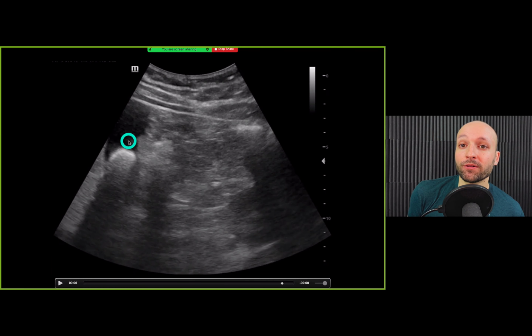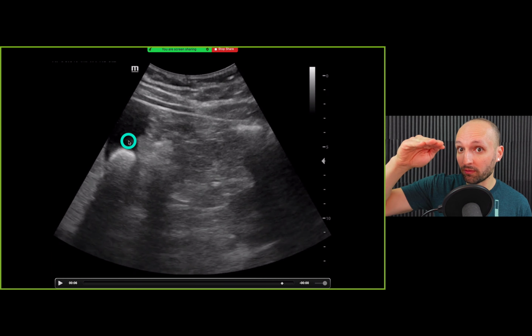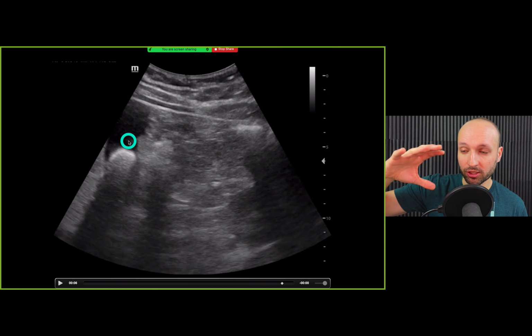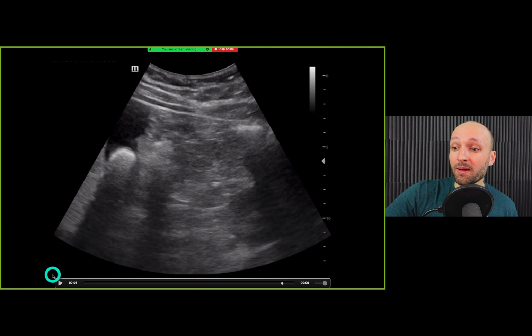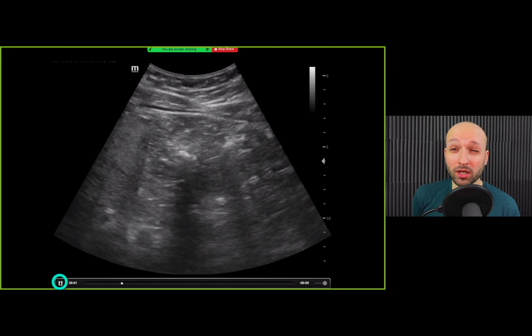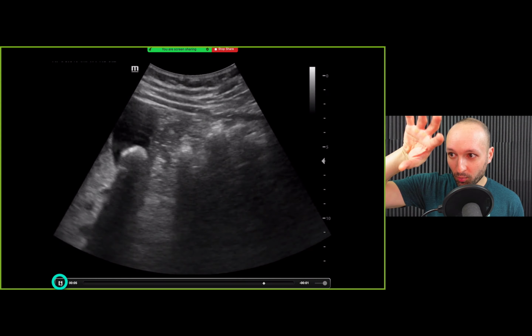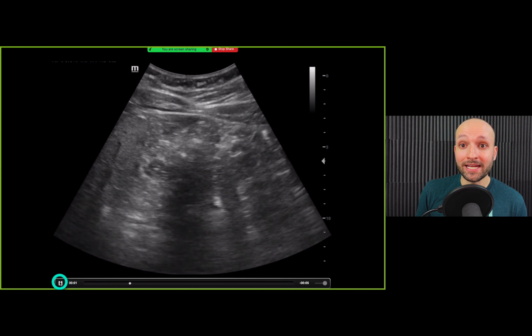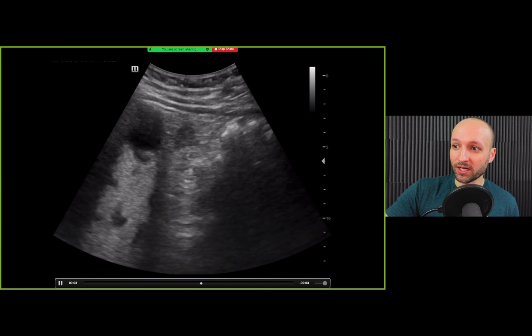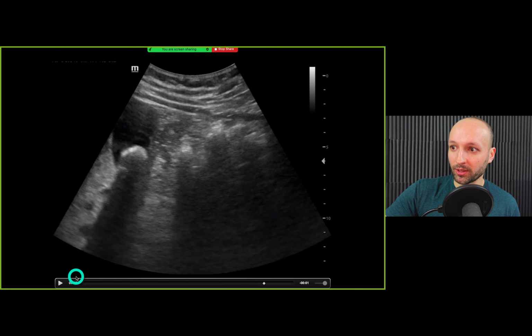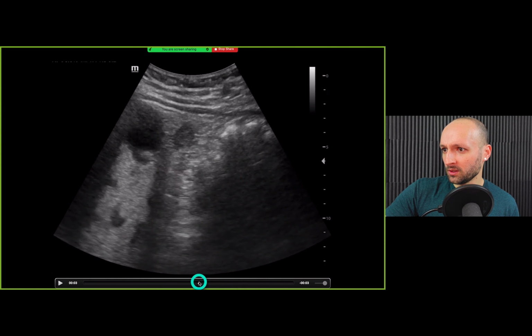Stones are going to have different compositions of material. Some of them are going to have a little more calcium, which means they're going to have a much brighter rim, and you're not going to be able to see the actual stone itself. But others, like this one, might have a higher cholesterol component, in which case you might actually be able to see more of the circle of the stone. But in any case of a gallstone, you're going to see this posterior acoustic shadowing right here.